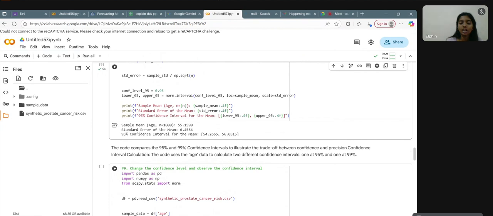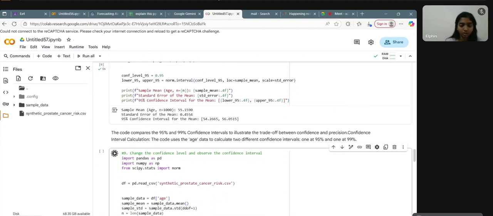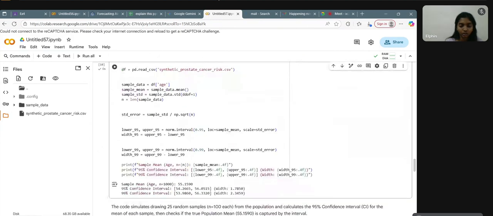Change the confidence level and observe the confidence interval. The code compares the 95% and 99% confidence intervals to illustrate the trade-off between confidence and precision. The code uses the age data to calculate two different confidence intervals, one at 95% and another at 99%. Let me run this code. So see here, it is the sample mean of age and n is equal to 1000. The 95% confidence level is these things, and the 99% confidence interval is this.